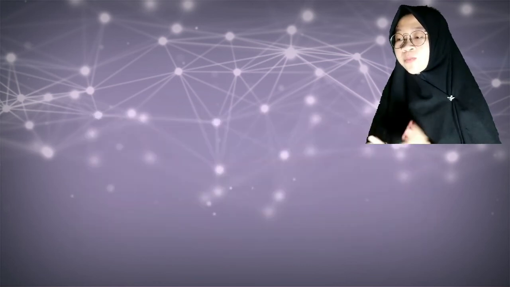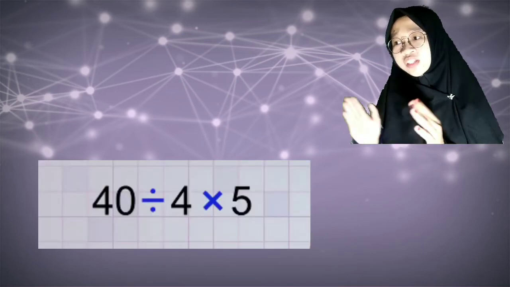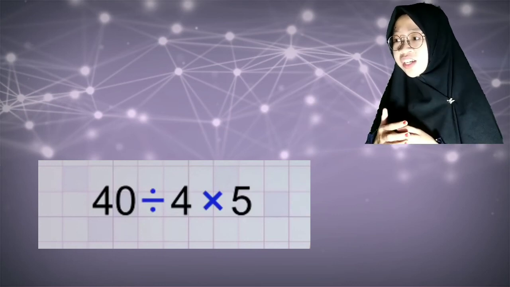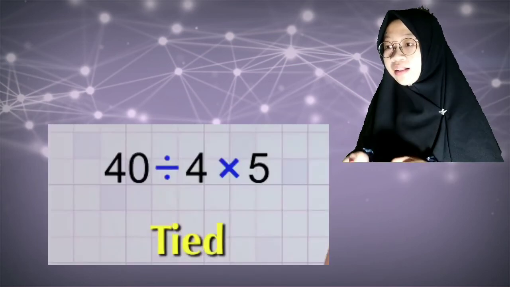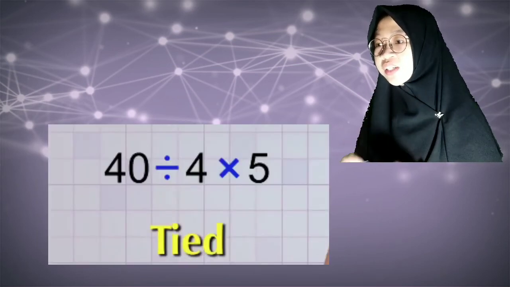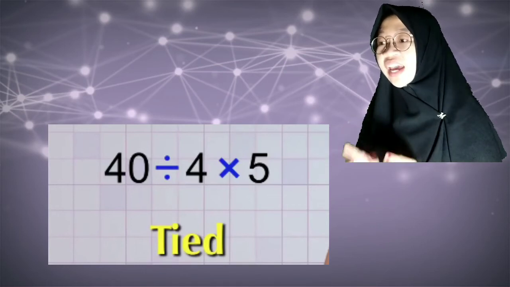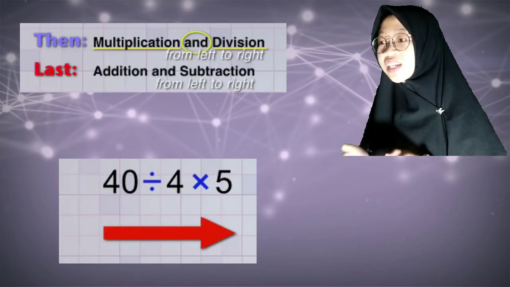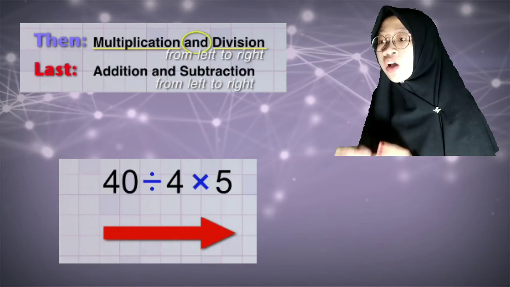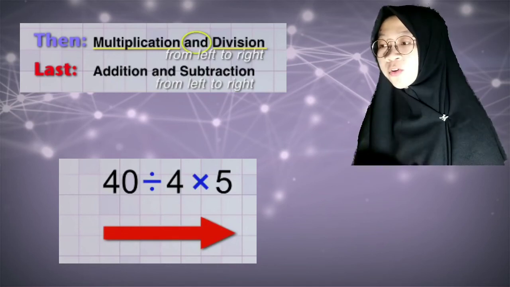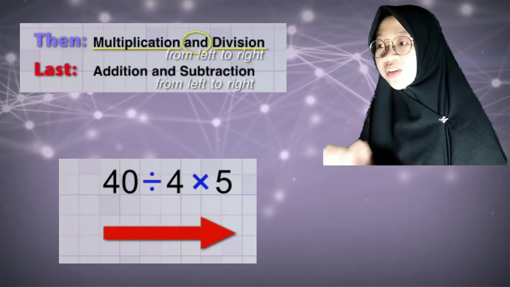And here's one last problem. 40 divided by 4 times 5. Which do we do first? The multiplication or the division? Our rules don't tell us. Well, that's because multiplication and division are tied for priority or importance. So are addition and subtraction. And that's the reason we need an extra part at the end of each of these rules that says from left to right.